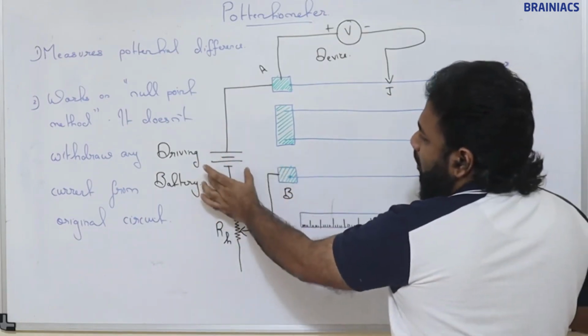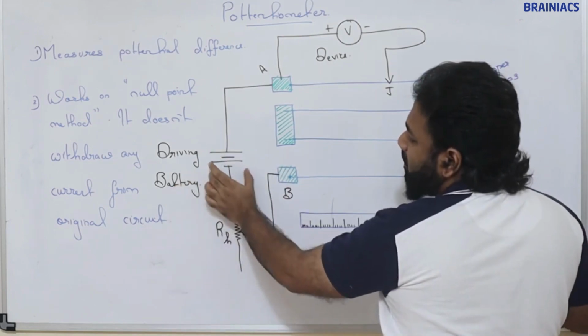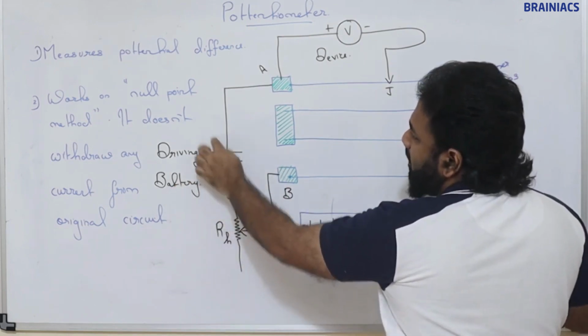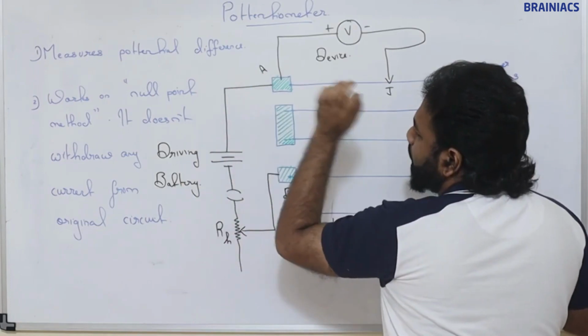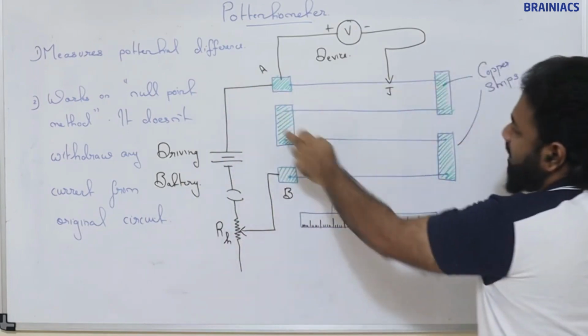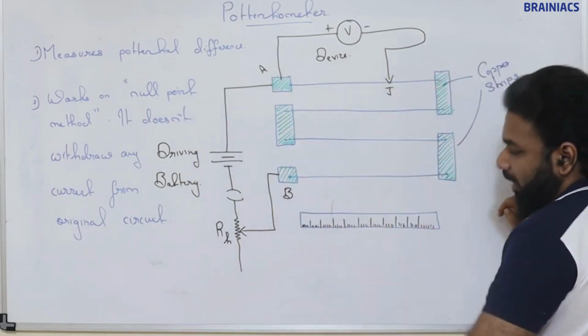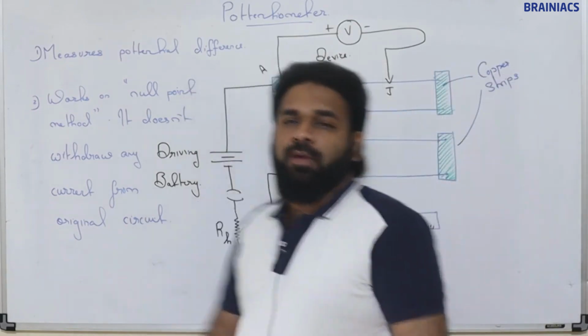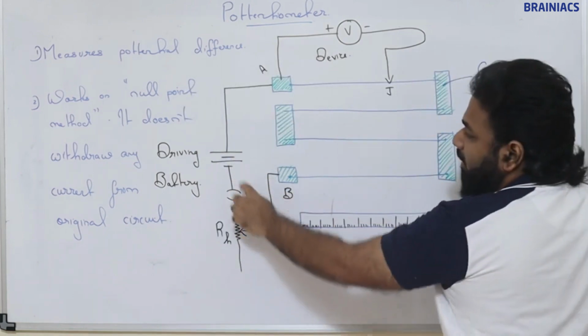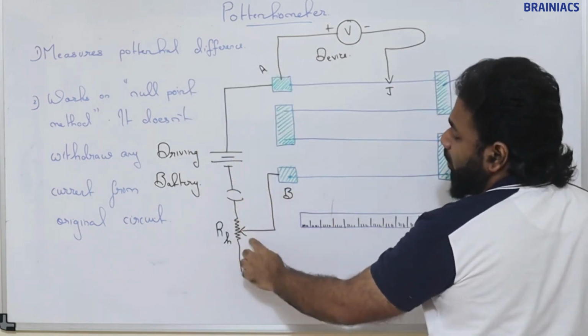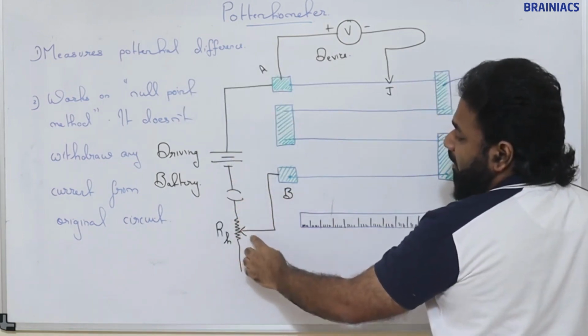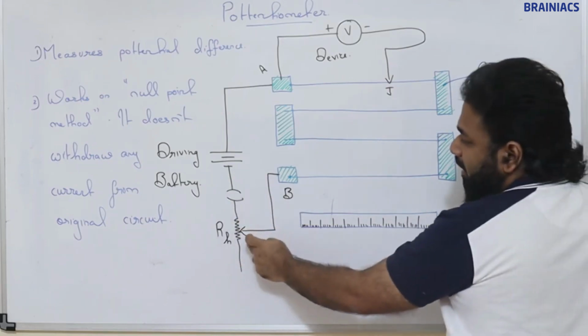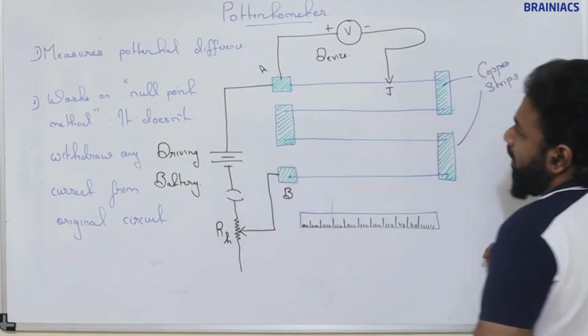One end, this is called a driving battery. This is connected to one end of the potentiometer wire. This is called the potentiometer wire. The potentiometer wire is nothing but a resistance wire. The other end is connected to a switch, then to a rheostat. This rheostat resistance we can adjust, and that is connected to the other end.